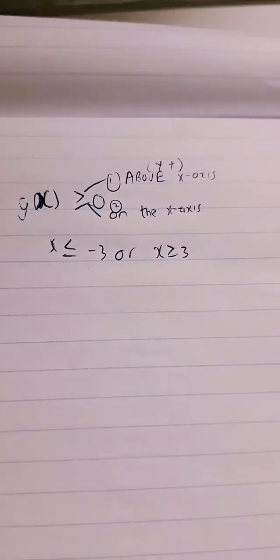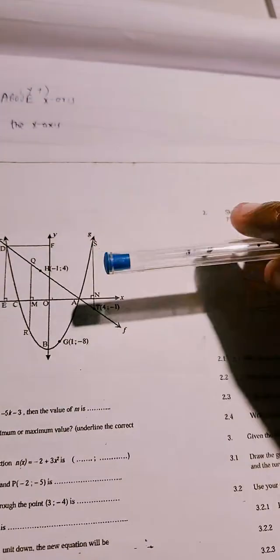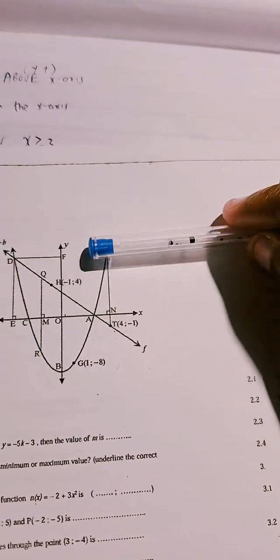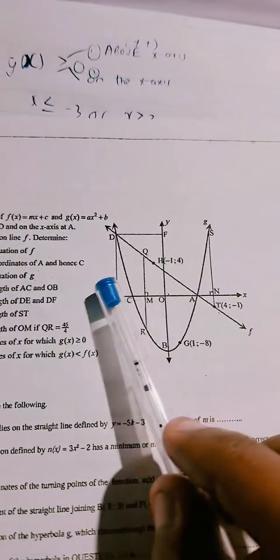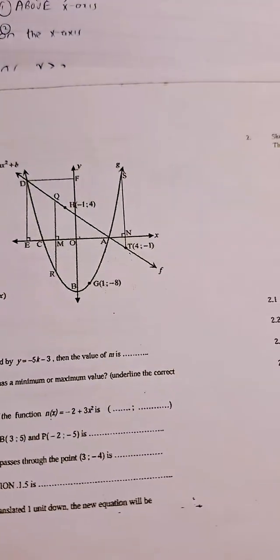Where x is less than or equal to negative 3, or where x is greater than or equal to 3. That's where the function of g of x is above: x less than or equal to negative 3, x greater than or equal to 3.